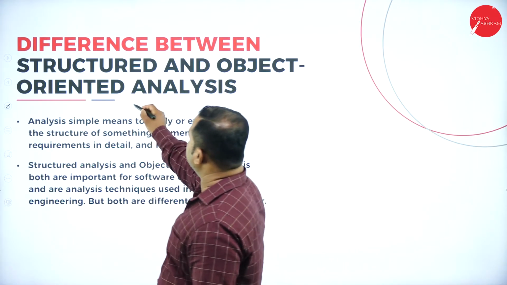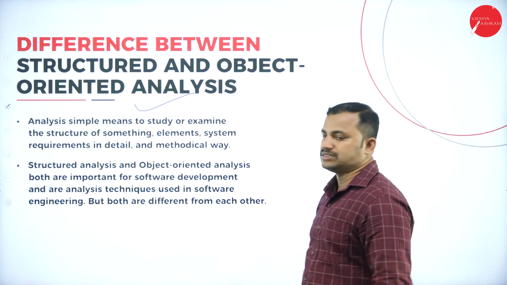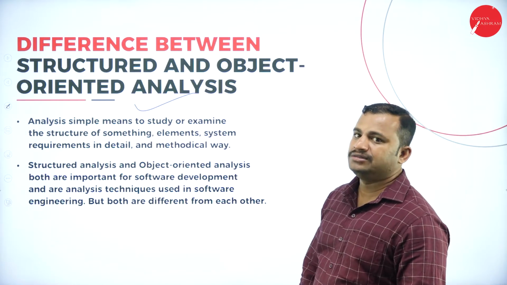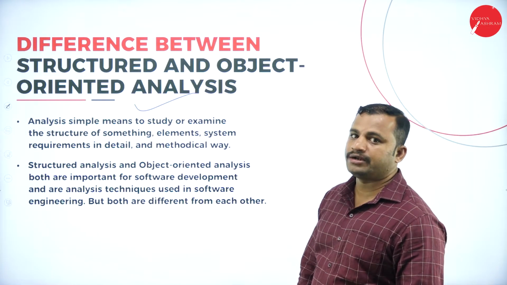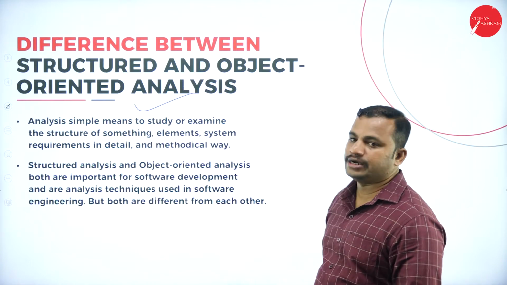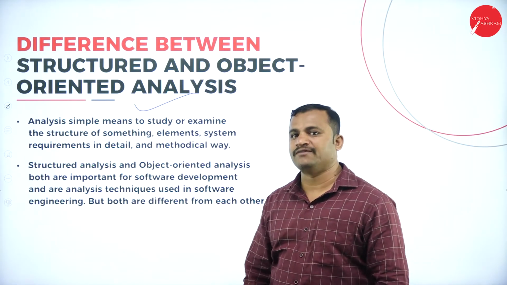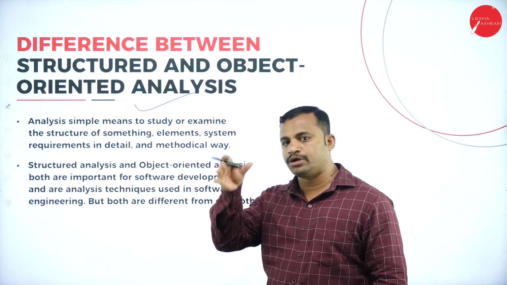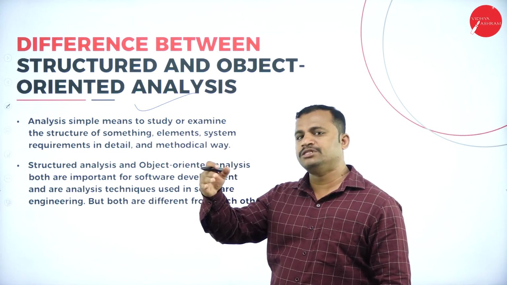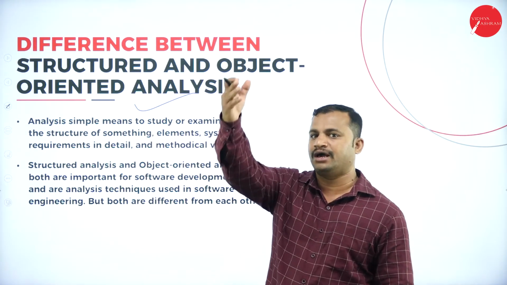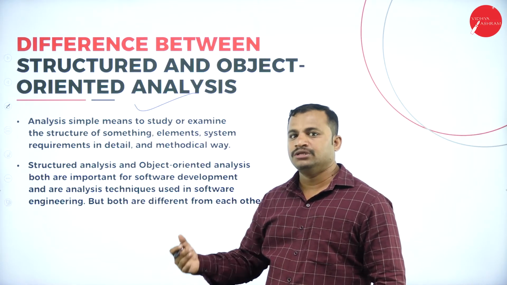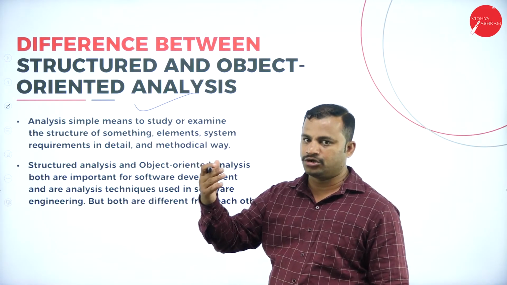So, the differences between structured and object-oriented analysis. How do you know the differences between the object-oriented and the structured-oriented approach? If you take the example of the C language, you will see that it is a structured-oriented language. That means whatever variables you use in the programs are declared earlier and then used. That is the functionality of the structured-oriented approach.